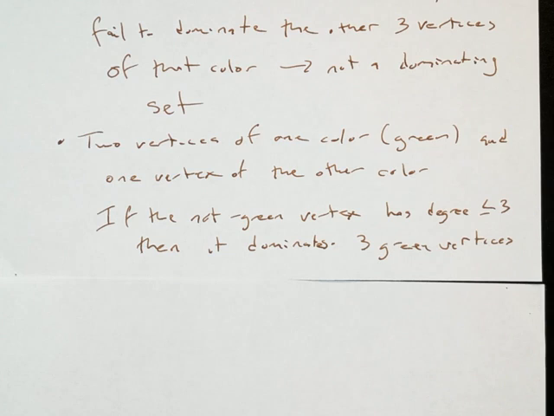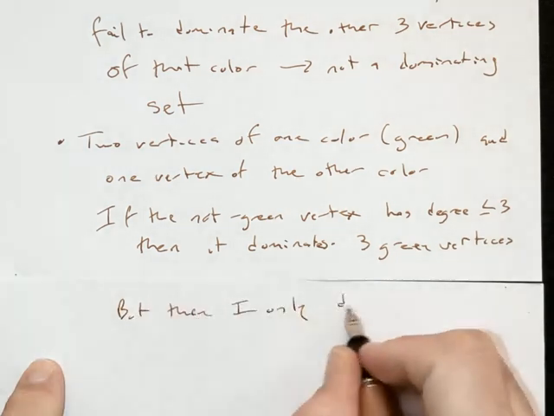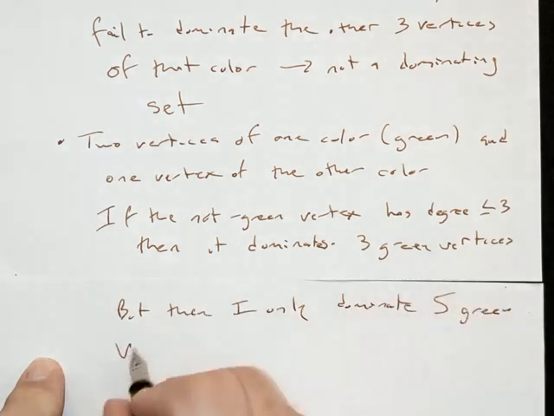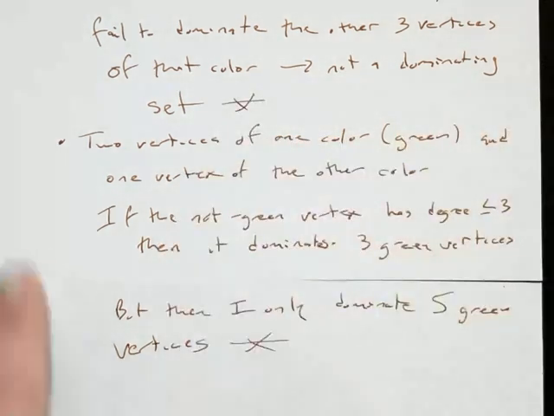I dominate 3 of them, and then I picked 2 for the other. I'm not going to pick the 2 I miss a green vertex. So here was a problem, which means what do I know about the not green vertex I pick? It can't have degree 3 or smaller. It's got to have degree bigger than that, which means it's got to have degree 4.